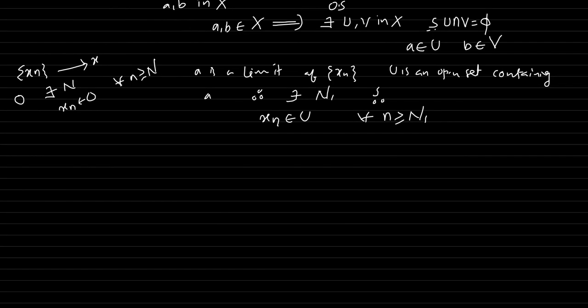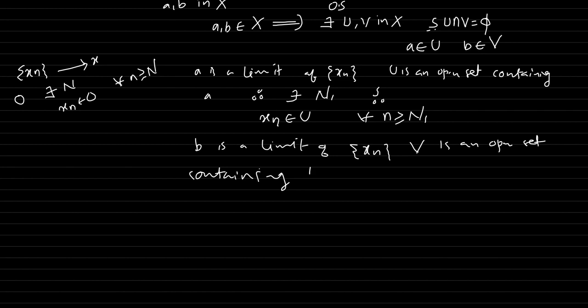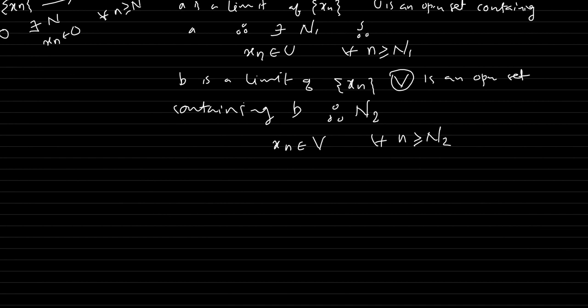And similarly, B is a limit of the sequence xn, and V is an open set containing B. Therefore, there exists a natural number n2 corresponding to this open set V such that xn belongs to V for all n greater than or equal to n2. Let n be the maximum of these two natural numbers n1 and n2.